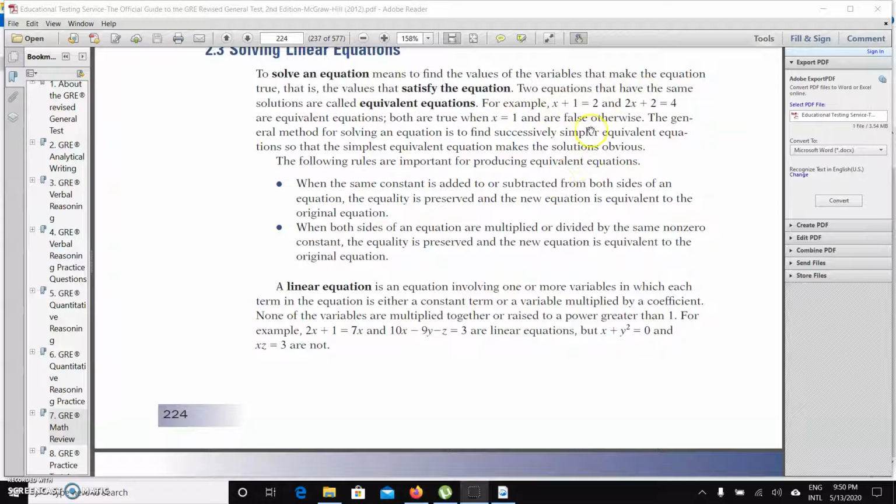So that means this equation is still preserved. If I need to deduct, I have to deduct from both sides. If I need to add, I need to add to both sides. I need to multiply for every term here. If I need to divide, I'll do the same for all of them too. So that's what this one is saying. And when both sides of the equation are multiplied or divided by the same non-zero constant, the equality is preserved and the new equation is equivalent to the original equation. Now, the same thing. The difference between this and this is that this is multiplied by 2, and it's still the same. So that's what they're trying to tell you here.